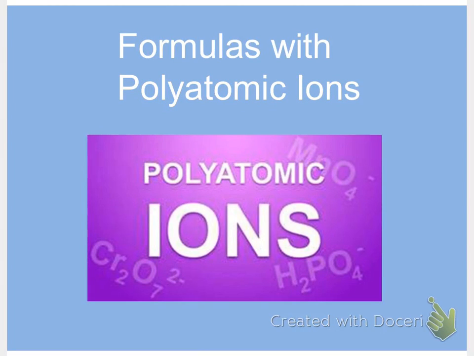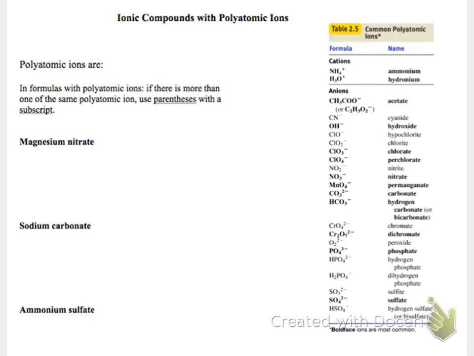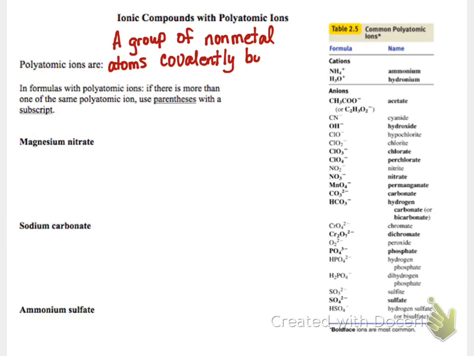This podcast includes formulas of ionic compounds that have polyatomic ions. A polyatomic ion is a group of nonmetal atoms that are held together with covalent bonds, and they all share one charge and go together. So in formulas with polyatomic ions, if there's more than one ion, you have to put it in parentheses followed by the subscript. Otherwise, the formula will get really confusing.